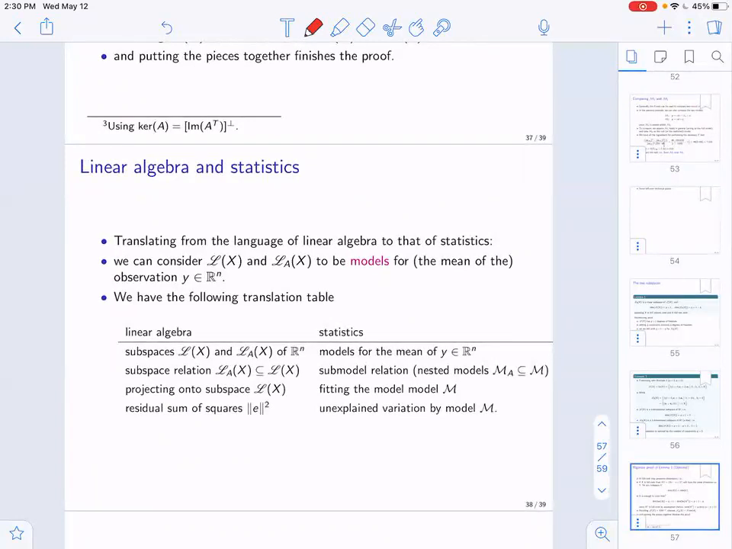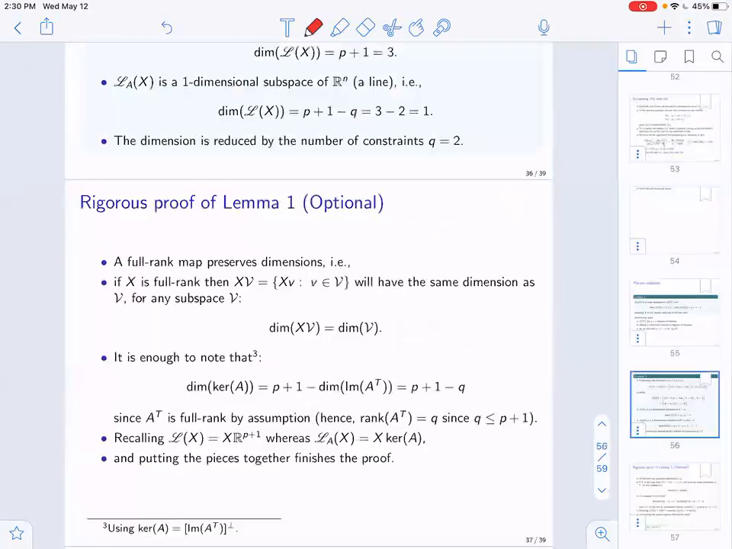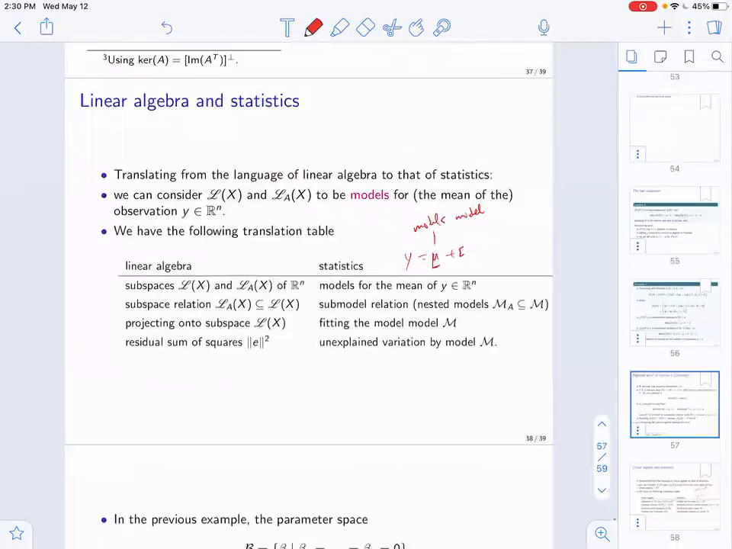So to summarize, there is some sort of an interesting relation between statistical concepts related to linear regression and linear algebra. The subspaces in linear algebra correspond to models of the mean of the vector. So here y is like mu plus epsilon, so models for mu. The regression says that mu belongs to L of x, and then under the further general linear hypothesis, you're assuming that mu is actually in this subspace.